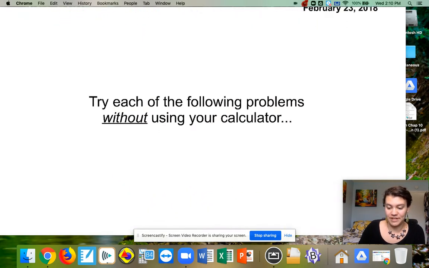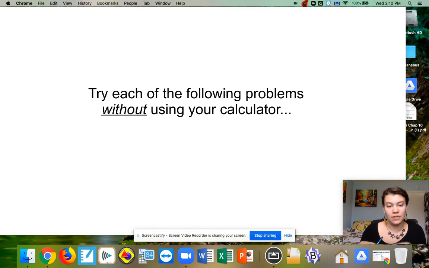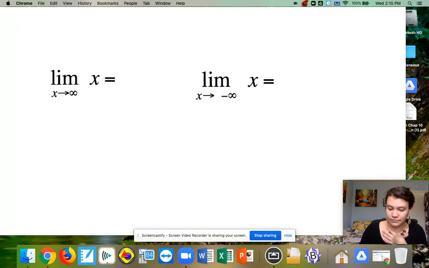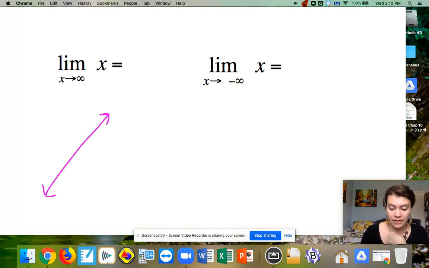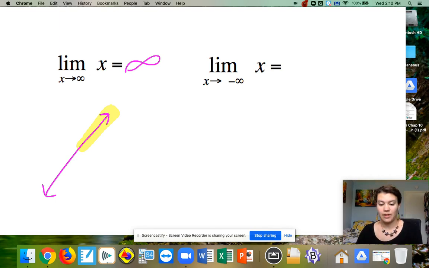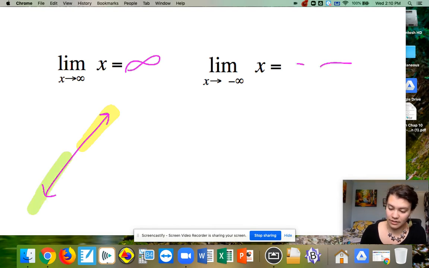Okay, these next ones we're going to do without a calculator. So thinking of x, what does that graph look like? It's going to be something like this. So if we're going as x approaches positive infinity, we're over on this end, your limit is going to be infinity because you just keep going up. If we then think of negative infinity, we're on the other end, we're down here. So we'll highlight, there we go. So we're at negative infinity.